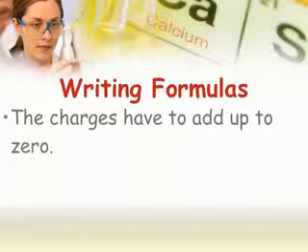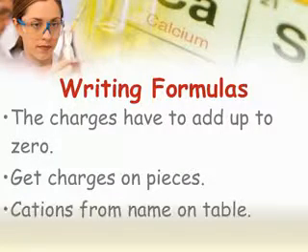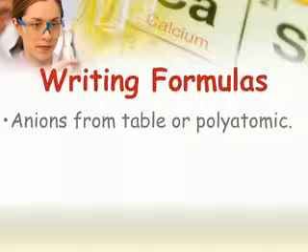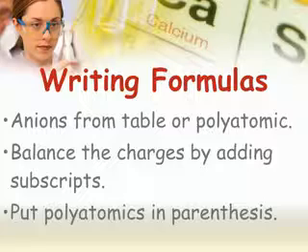Writing formulas. When you're writing formulas, the key to remember is that the subscripts you're going to use will get you to the point where the charges will add up to 0. Okay, so you get the charges on the pieces or on the ions of the elements. Cations come from the name on the table. Anions come from the table, or the polyatomic ions, which of course we've all memorized. Balance the charges by using subscripts to include additional atoms or additional elements as you need them. Put polyatomics in parentheses if you need more than one. You'll see how this works in a little bit.